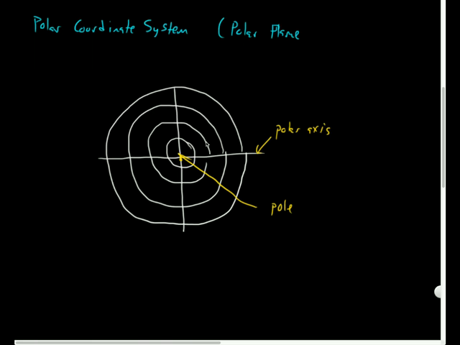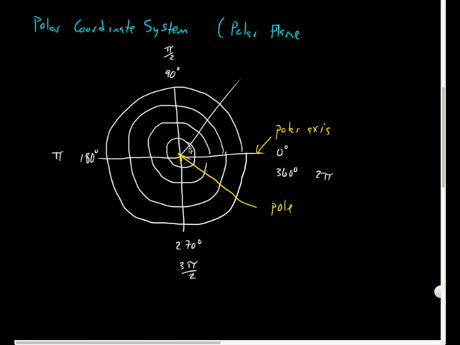And then to plot a particular point, I'll move by a particular angle. So for instance, here's 90 degrees, or pi over 2 in radians. Here's 180 degrees, or pi. Here's 270 degrees, or 3 pi over 2. And here's 0 degrees, or 360 degrees, which is the same as 2 pi. And so I'm able to represent any point.